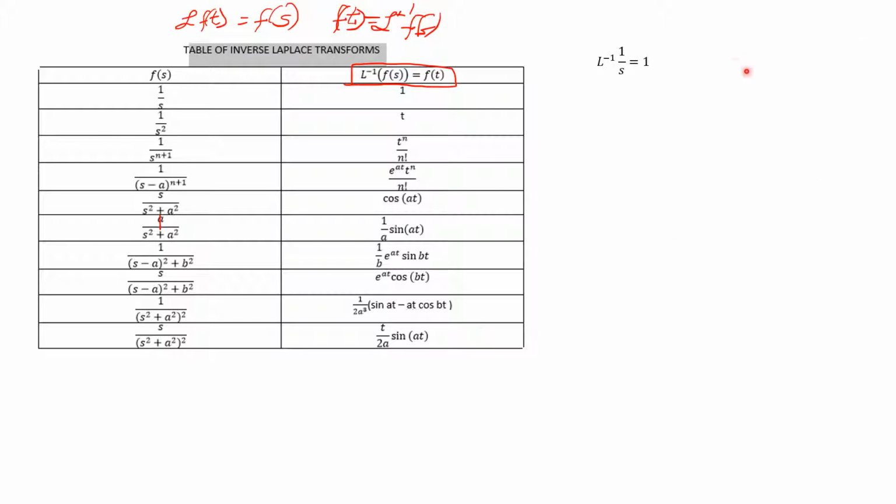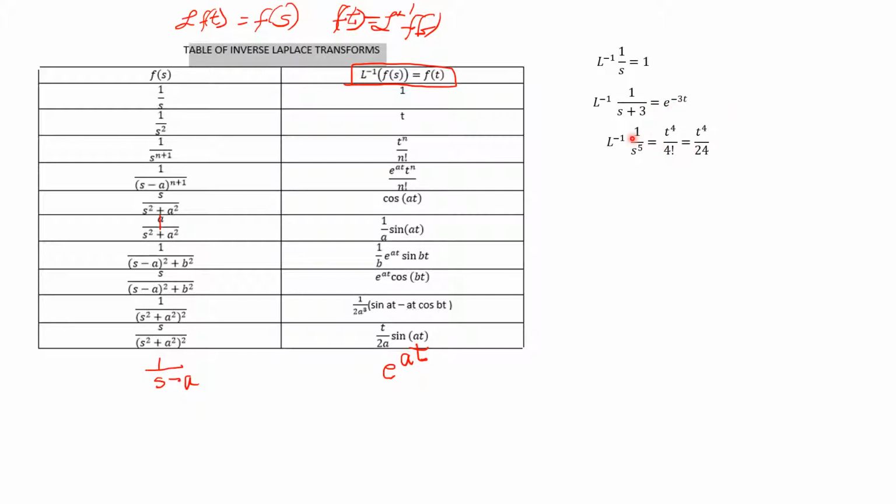Now let's have the first example. Inverse of 1 over s is obviously 1 from here. Inverse of 1 over s plus 3. Okay, actually we have another formula. If we have 1 over s minus a, the inverse will be e to the at. So here inverse of 1 over s plus 3, this is the same as 1 over s minus negative 3. That's the same as e to the negative 3t.